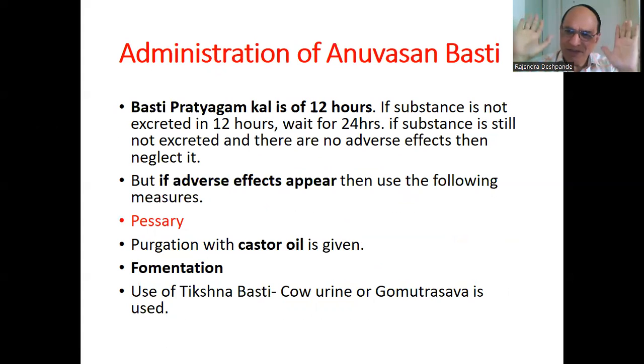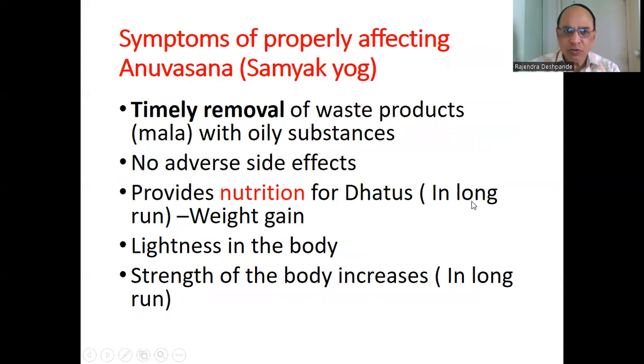Don't worry, be happy. But if adverse effects appear, then you have to go for some management, like you can use the glycerin suppository called Dulcolax suppository. Okay, purgation with castor oil, that is erenda tail. Fomentation is done with a hot water bag. Use of Tikshna Basti, like cow's urine. If it is not readily available, Gomutra Sava is a bottle available in the market. You can warm it a little bit in a water bath, and then you can give Gomutra Sava also.